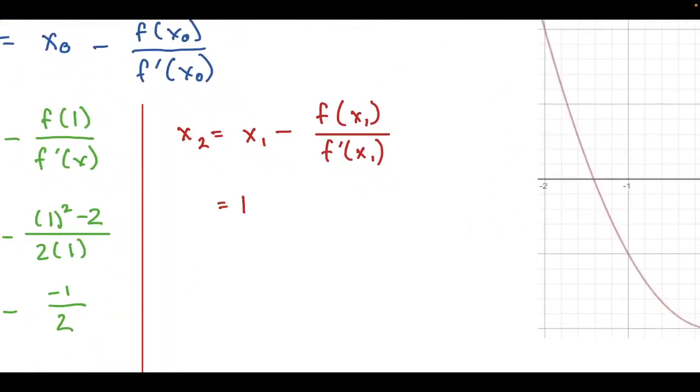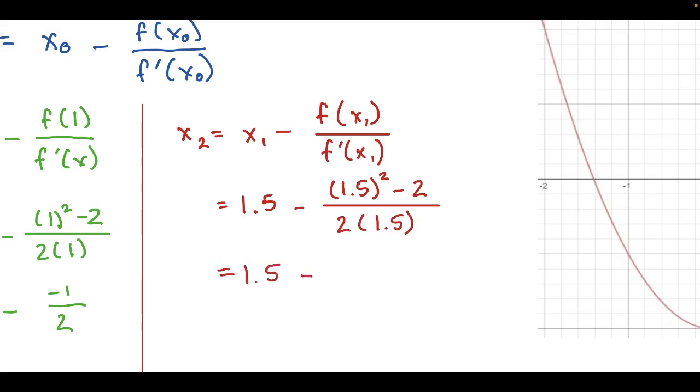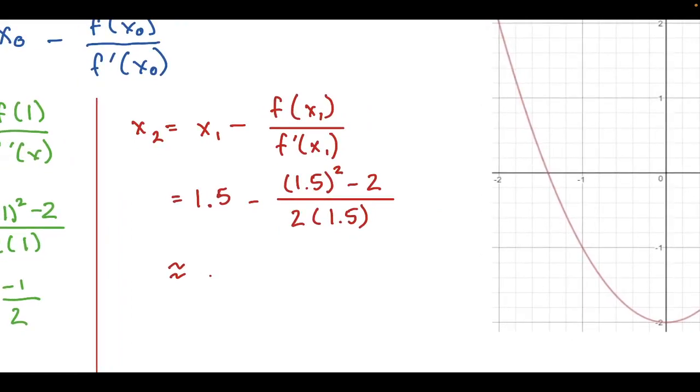So this is going to be 1.5 minus 1.5 squared minus 2, plugging it into the original function, divided by 2 times 1.5. So this is going to be 1.5 minus, actually I did all of this computation a little bit ahead of time, so by the time you square all this and work it out, it's going to be approximately 1.41667. So it's getting a little bit closer.